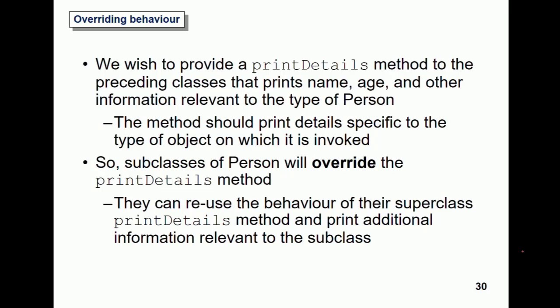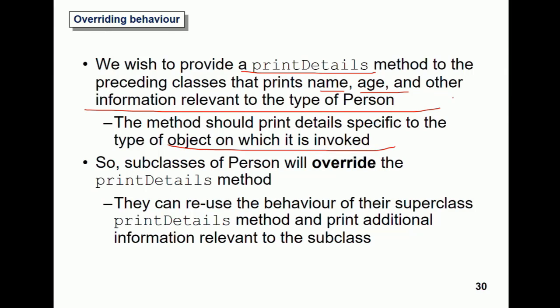Overriding behaviors. So here's the task. We wish to provide a print details method to the preceding classes that prints the name, the age, and other information relevant to the type of person. So basically, you just want some method that prints the details out for you. The method should print details specific to the type of object on which it is invoked.